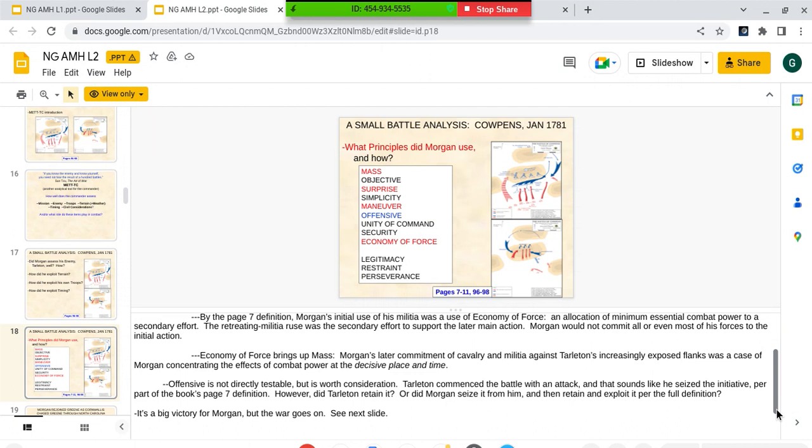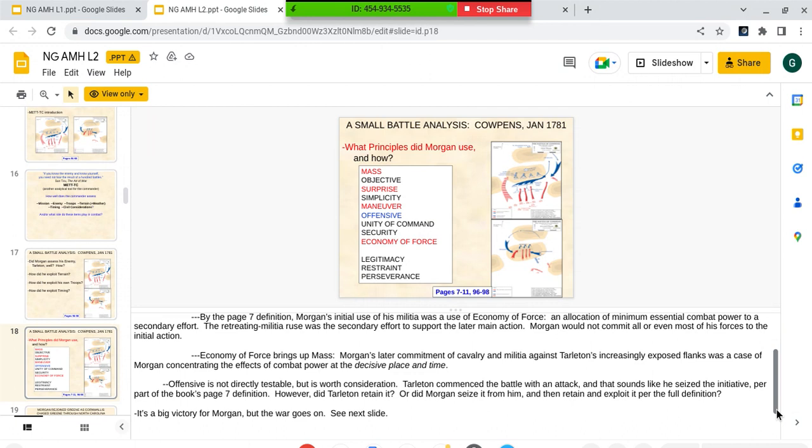Economy of force also brings up mass. Morgan's commitment of cavalry and militia against Tarleton's increasingly exposed flanks was a case of Morgan concentrating the effects of combat power at the decisive place in time. So what they're talking about here was how he used his cavalry to flank the British once they got close, and he used his militia to engage them and then pretend to retreat in order to lure them into the trap where the Continental Army just opened fire on them and they all got slaughtered.